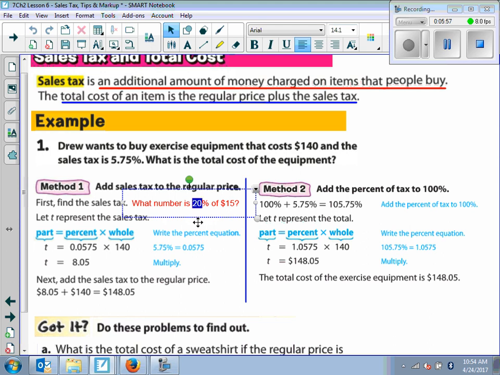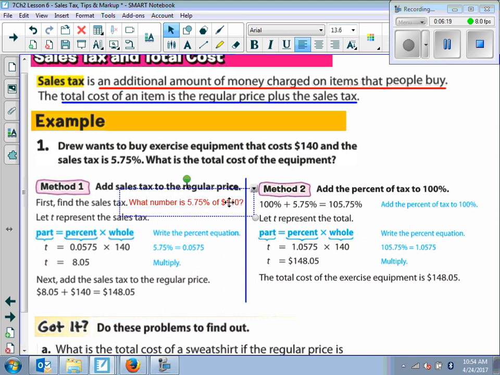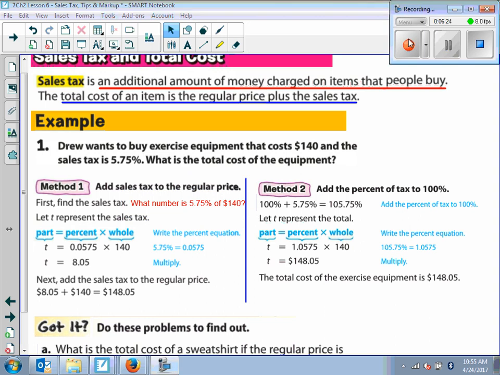So we would say, what number is 5.75% of $140. Everybody see where I got my what number is question? Everybody with me on that? Okay. So the what number is question is, what number is 5.75% of $140?